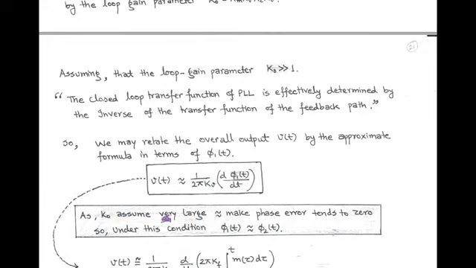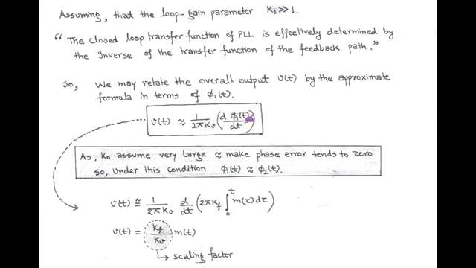So when K naught is greater than 1, under this condition the phase error angle phi e tends to 0, and we get phi 1 equal to phi 2. And after phase adjustment, we relate the overall output Vt by the approximate formula in terms of phi 1, that is V function of t equals 1 upon 2 pi kV into d phi 1 upon dt. And according to this equation, the closed loop transfer function of PLL is effectively determined by the inverse of the transfer function of the feedback path.